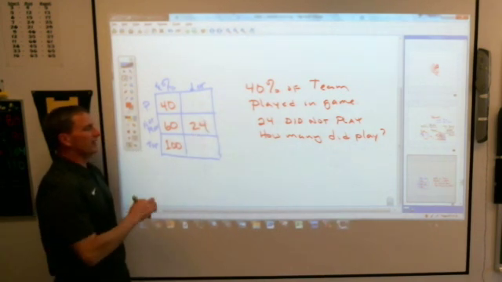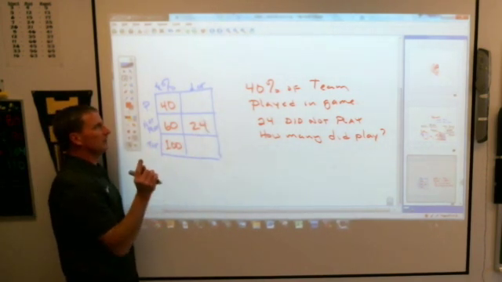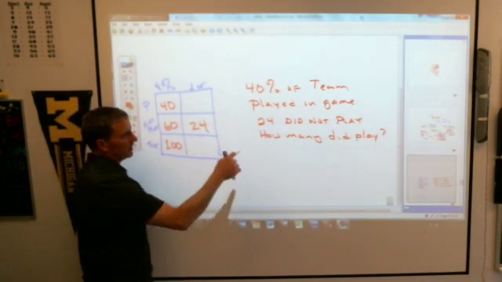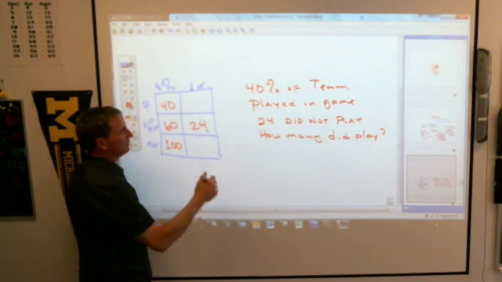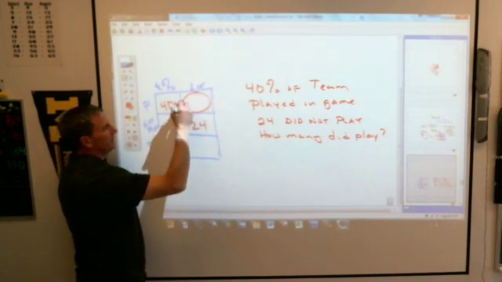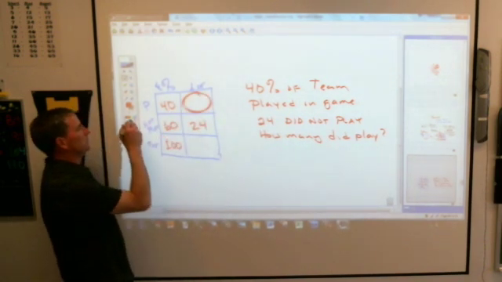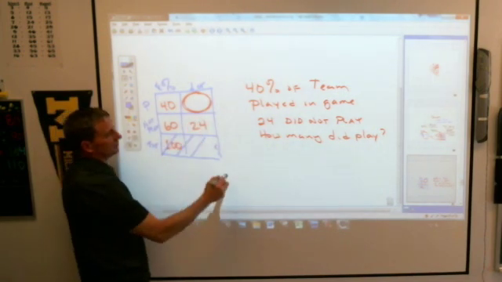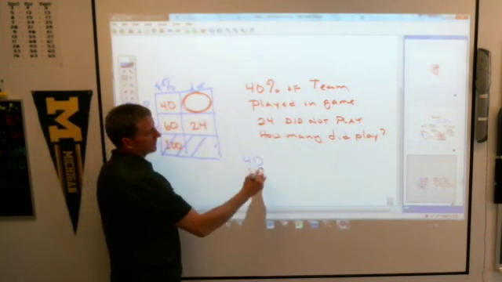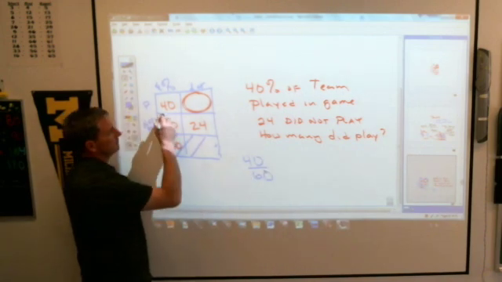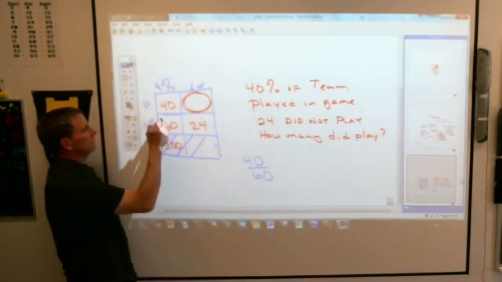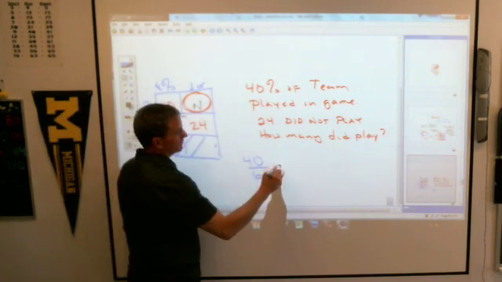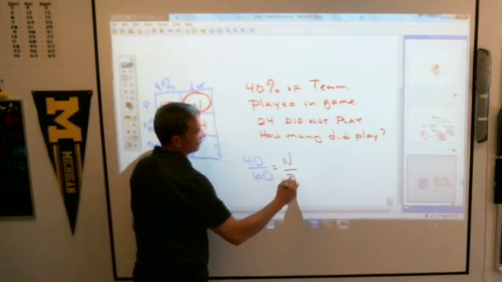Now, do I want how many total players there were or how many played in the game? Played. How many did play? Not how many total, so this is what I want. And again, here is where I would rewrite this in fractional form. I don't need this part. 40 over 60 equals some number over 24.